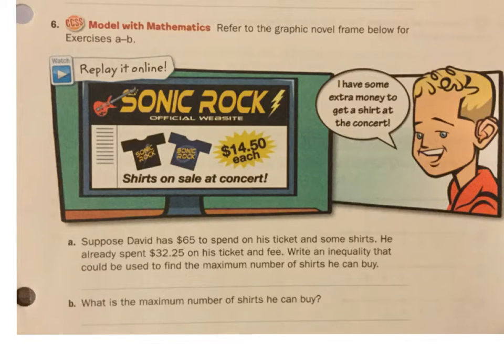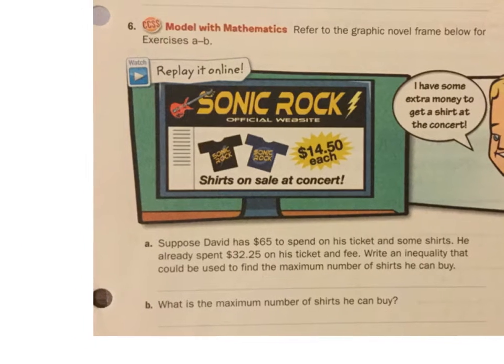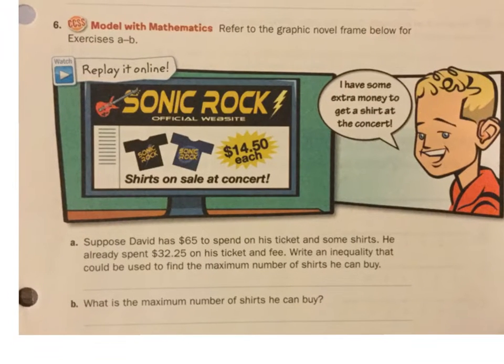All right, independent practice part 2, number 6 through 8. All right, let's start with 8. Okay, we have a graphic novel frame that we have to use to help us. Let's see, there's t-shirts for $14.50. Okay, he's going to some concert.